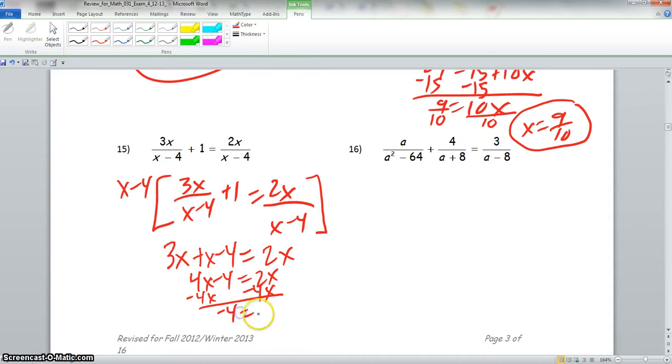We subtract 4x on both sides. We get negative 4 is equal to a negative 2x. We divide each side by negative 2. And positive 2 is equal to x. And that is your final answer.